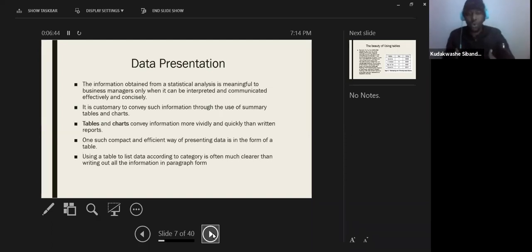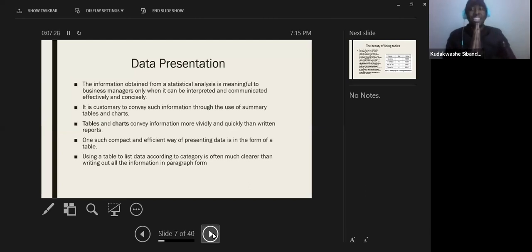So if you are not able to communicate whatever information that you got from a statistical analysis, and if you are not able to interpret, then it's of no use. So you must be able to interpret and you must be able to communicate that information. There's a certain way that you can communicate that information. One way that you can communicate statistical information is through the use of summary tables and charts. So we use tables and charts to convey information more vividly and quickly than a written report.